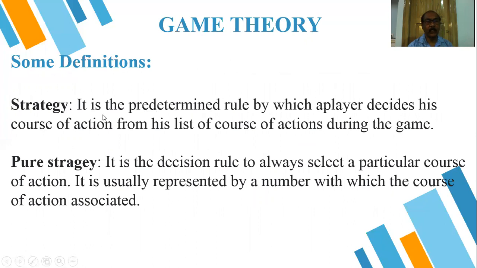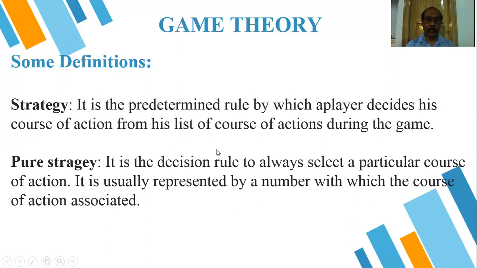Strategy. What is called the strategy? You already used these terms, course of action, or strategy. Now we try to give the simple definition. It is a predetermined rule by which a player decides his course of action from his list of courses of action during the game. Courses of action are available, and from them the player can select by a predetermined rule; that course of action is known as the strategy, pure strategy.